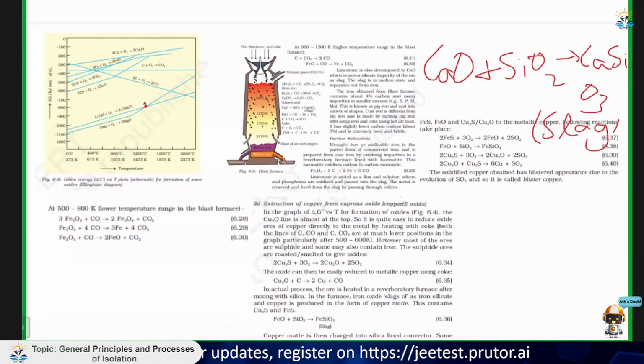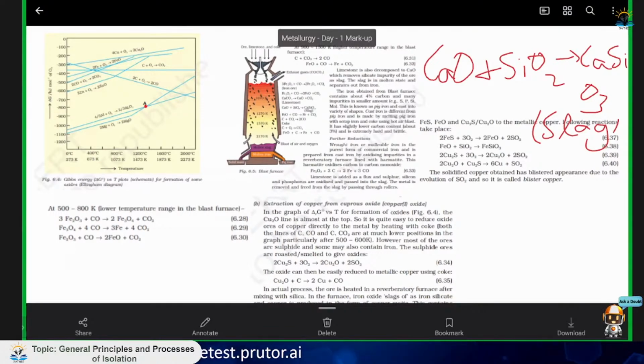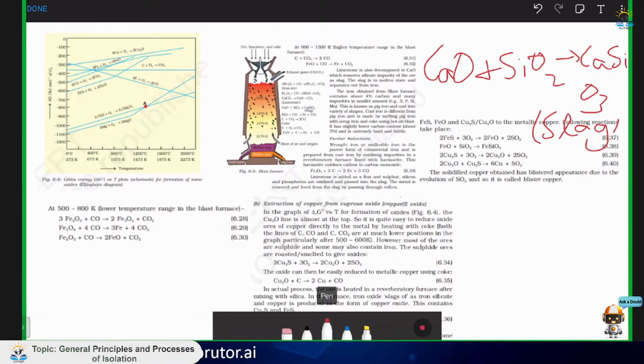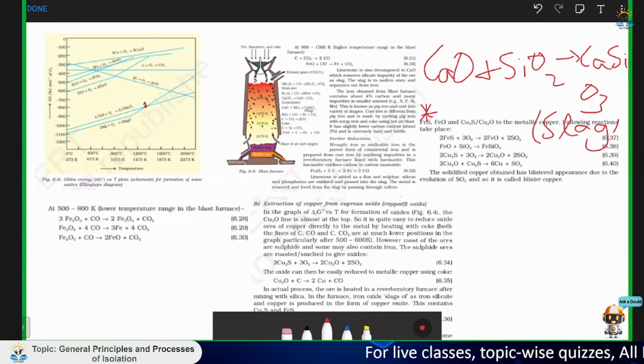So cast iron is made by melting pig iron with scrap iron and coke using hot air blast. This thing is important. Actually, everything is important here. I'm just marking the unique ones. It is slightly better than pig iron, slightly lower carbon content, and many other impurities are reduced. Physical nature is extremely hard and brittle.